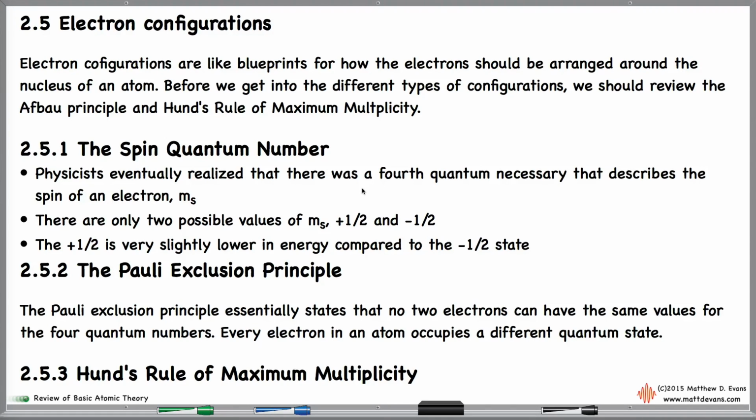And we should also mention a last quantum number, which is the 4th quantum number. It's called the spin quantum number, and it's symbolized by m sub s. This is not a spatial quantum number.